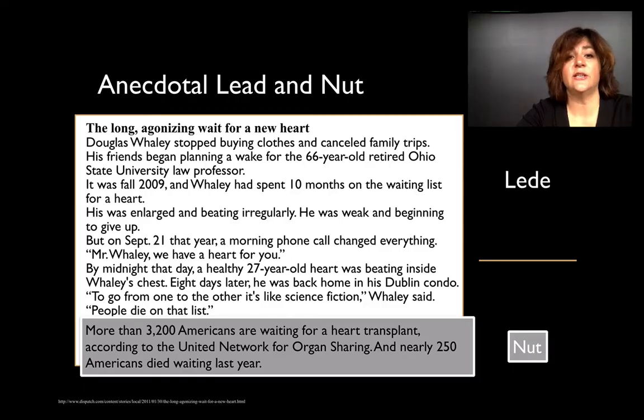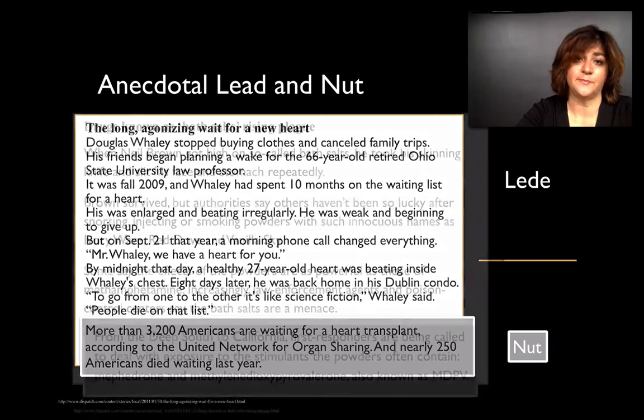So let's look. Here's an example of an anecdotal lead and a nut graph. And you can read this here about Douglas Whaley, who stopped to buy clothes and canceled family trips. His friend began planning a wake for the 66-year-old retired Ohio State University law professor, and so on. And then you can see down here, this is taking us to this nut graph. More than 3,200 Americans are waiting for a heart transplant, according to the United Network for Organ Sharing, and nearly 250 Americans died waiting last year. That's what the story's about, but we're using Douglas Whaley's story to take us there.